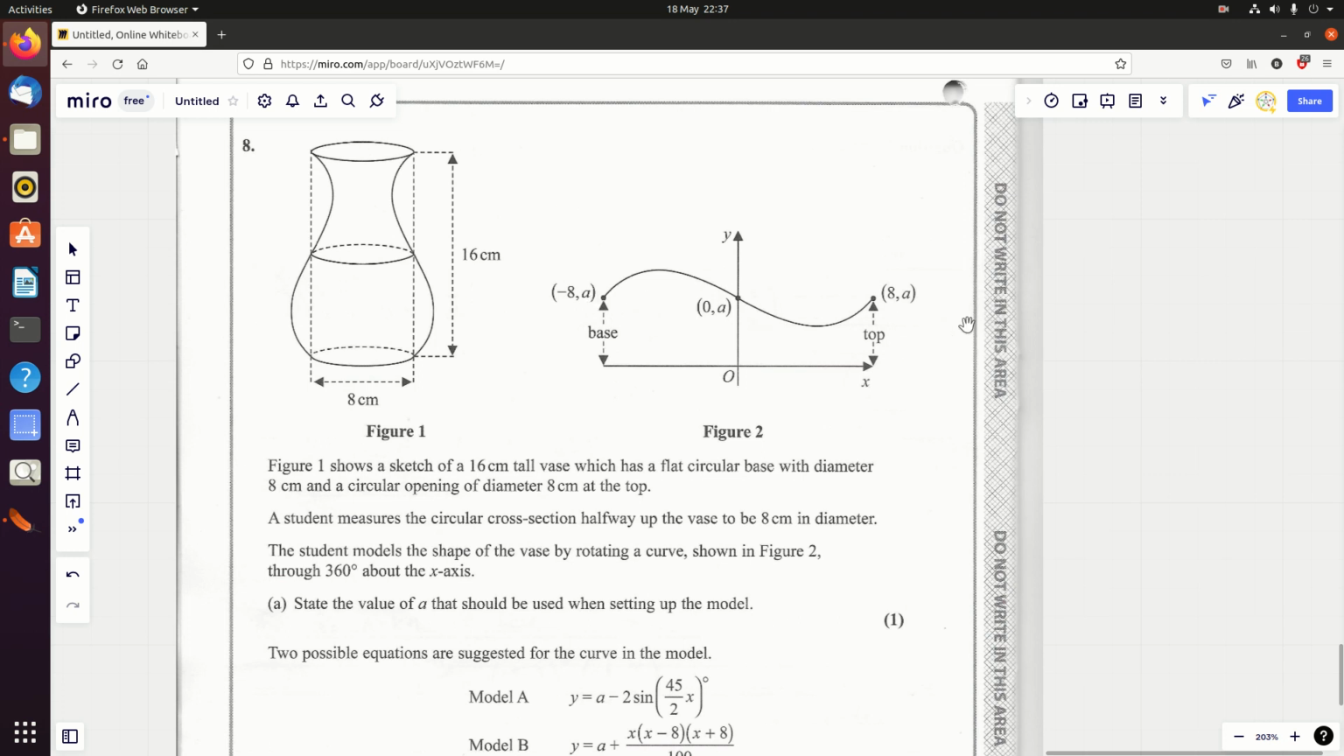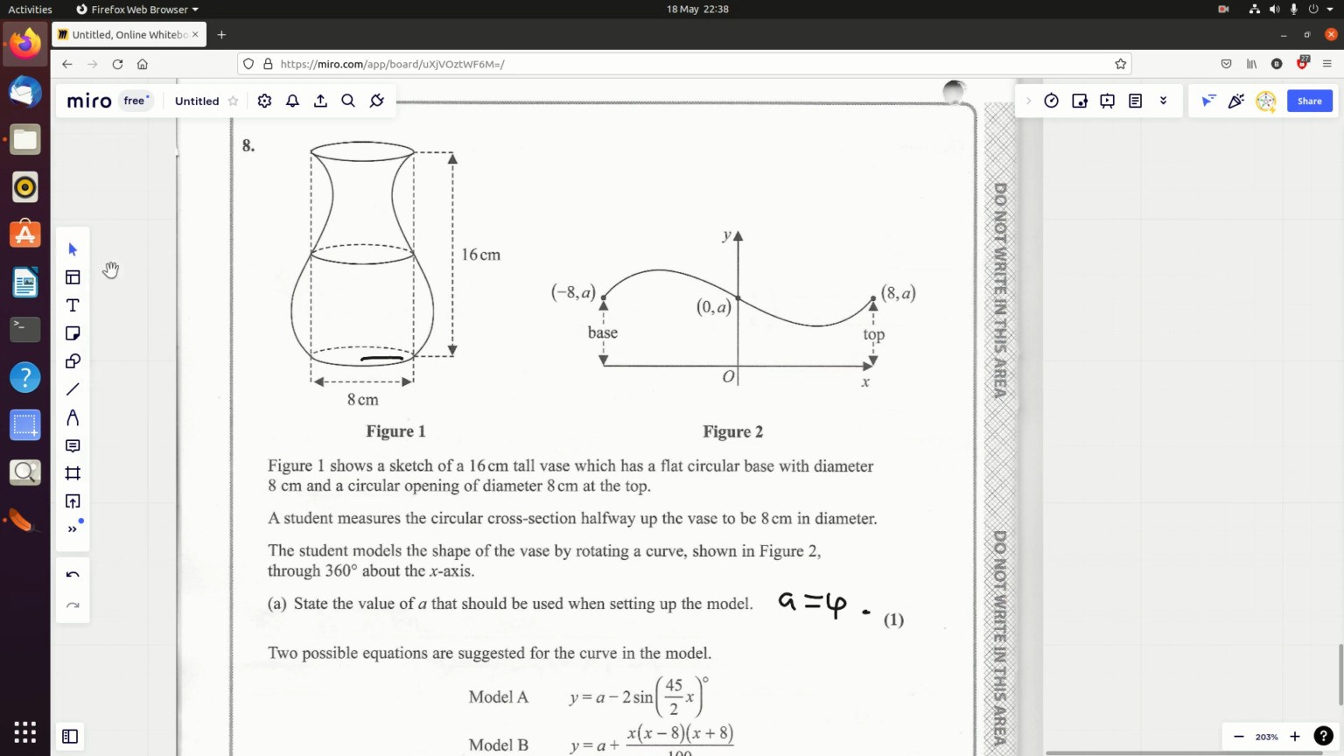Okay, so we've got this vase, and the side of it is modelled here. And these are all A's. So straight away, state the value of A that should be used when setting up the model. Well, as the diameter is 8, that means the radius, we're only going to be dealing with half of this, is going to be 4. And so A equals 4. Yeah? And that's not too bad, provided you realise you've just got half the vase. And you can just write that down.